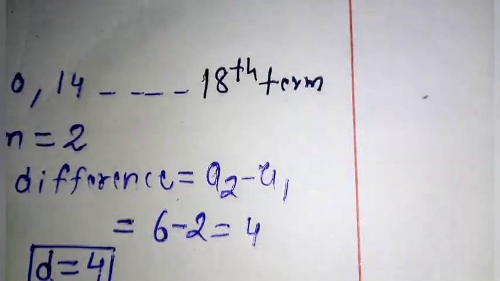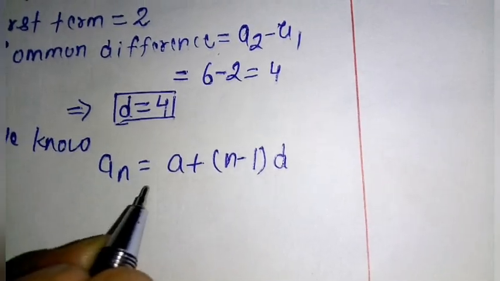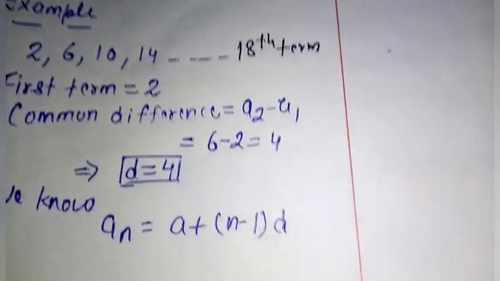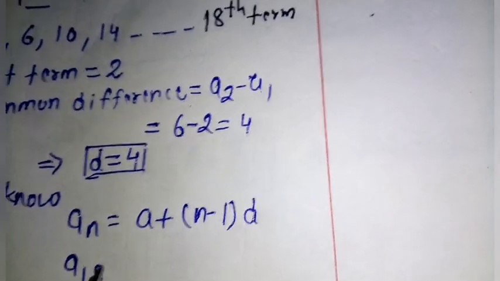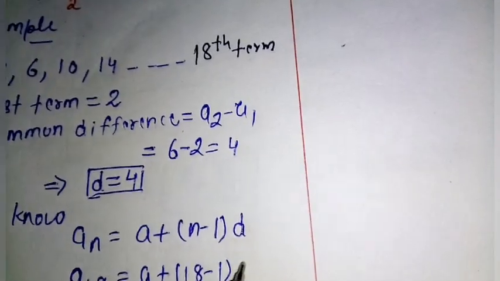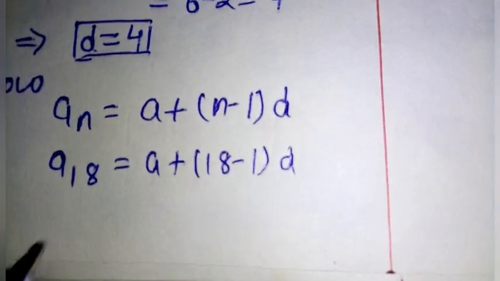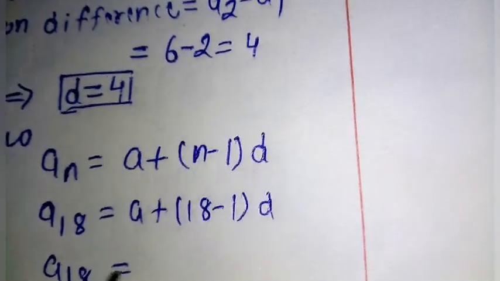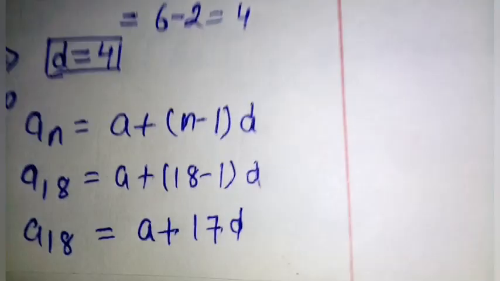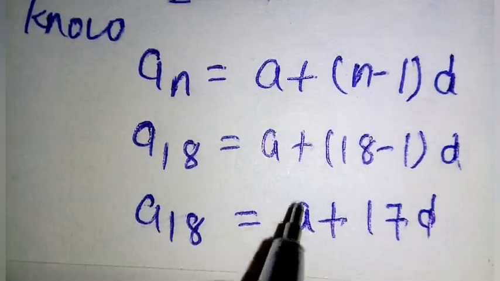And here we find the 18th term. We have to find 18th term, so we know here nth term a_n is equal to a plus (n minus 1) into d. Here we find 18th term, n is equal to 18. a18 is equal to a plus (18 minus 1) into d. And here a18 is equal to a plus 17d. a represented first term.